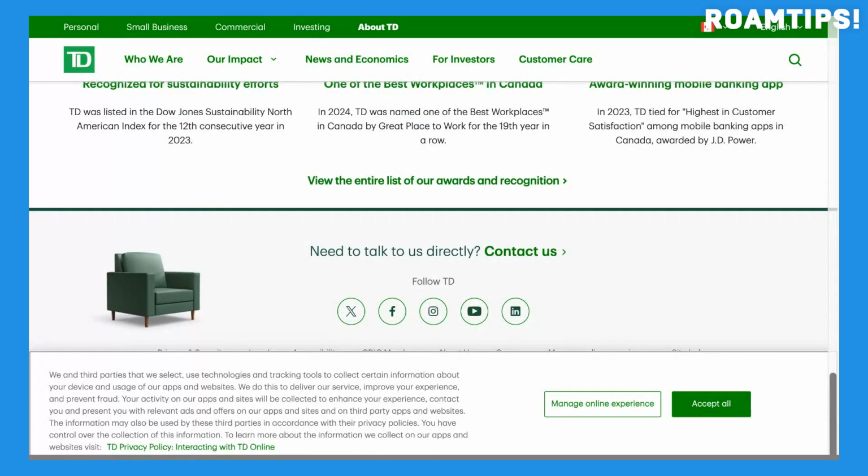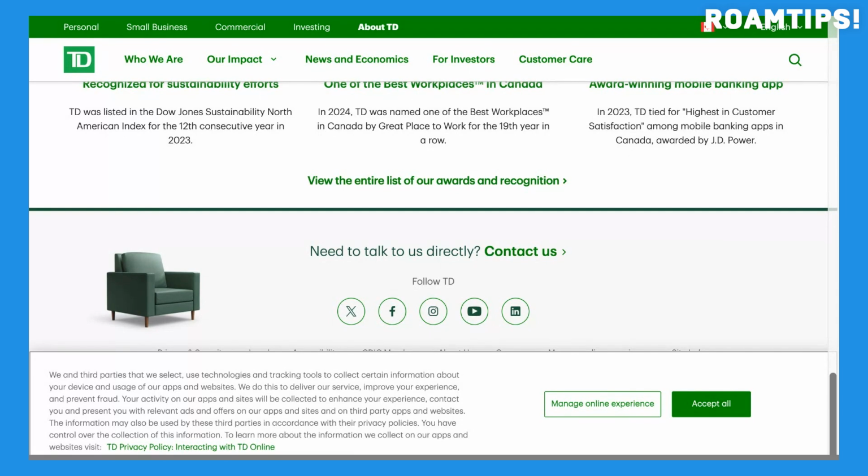Beyond traditional banking services, TD also offers investment products through TD Ameritrade, a subsidiary specializing in online brokerage services. This integration provides customers with a seamless experience for managing both their day-to-day finances and long-term investments. Furthermore, the website provides access to educational resources, market analysis, and financial planning tools, empowering users to take control of their financial well-being.